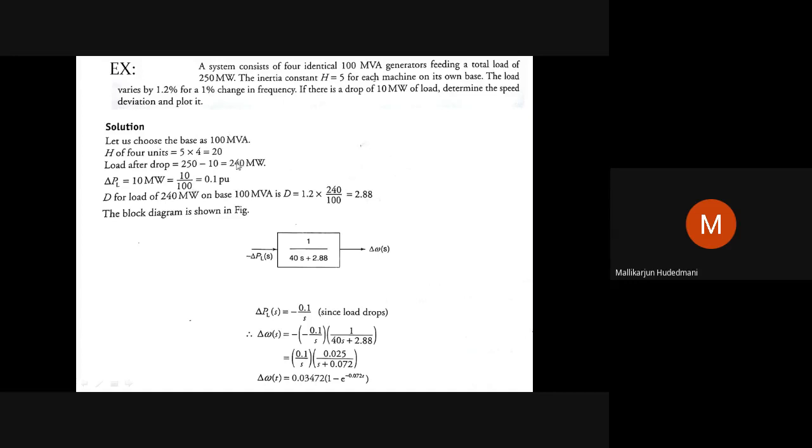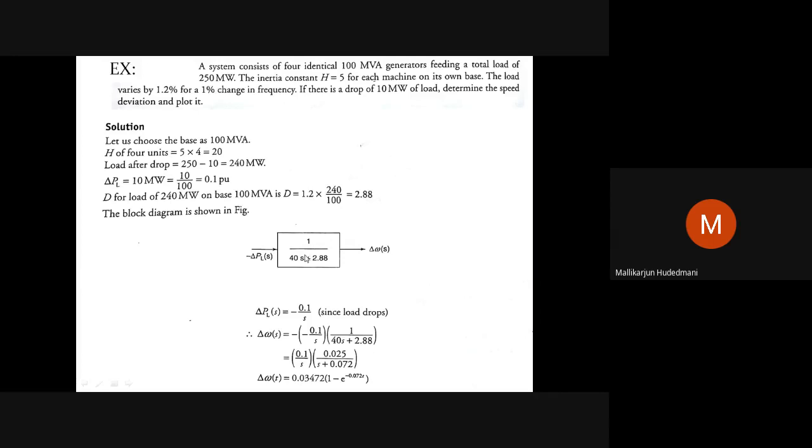What is remaining? 240. On this 240, how does D play? D on 240 with the base of 100 becomes 1.2 into 240 megawatt, 1.2 times 240 megawatt divided by 100 as a base conversion. This becomes 2.88. 2.88 is the D value after shifting it for the actual load remaining on the plant as 240 and converting it to per unit by dividing by 100.